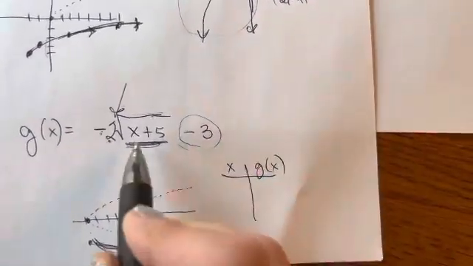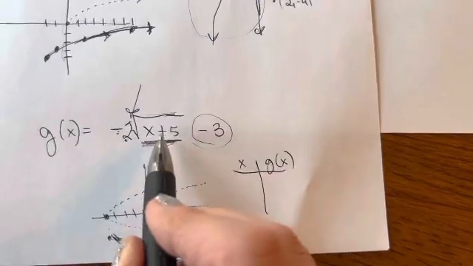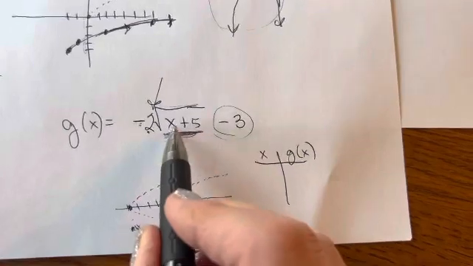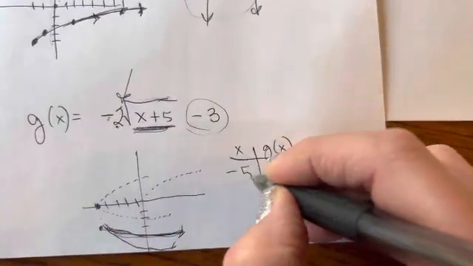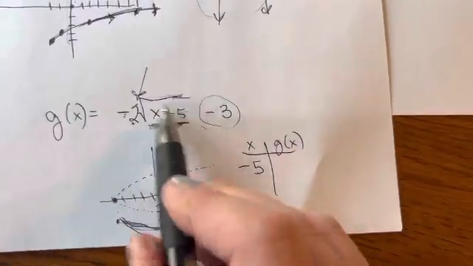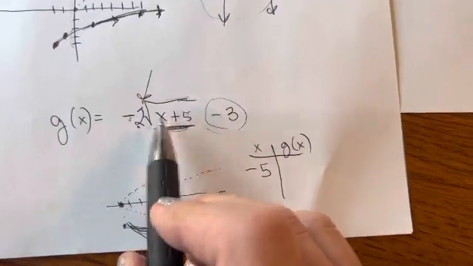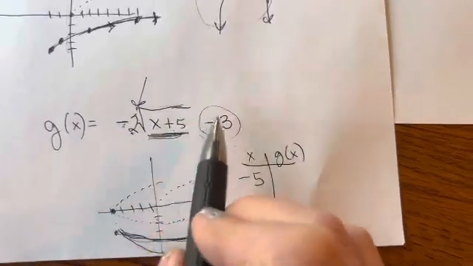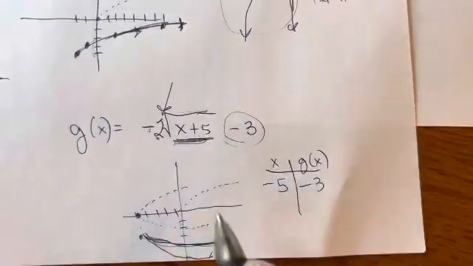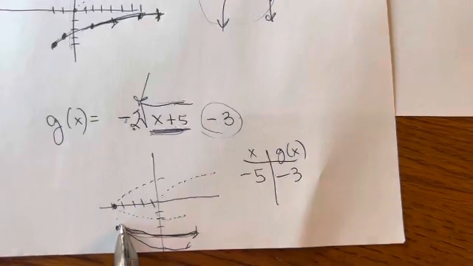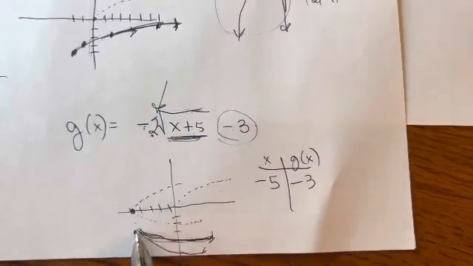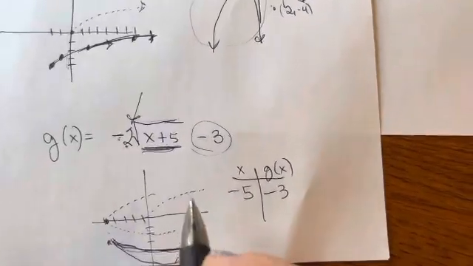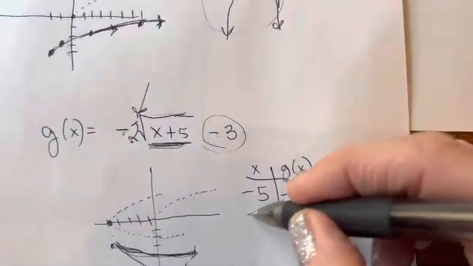I'll tell you what I plug in first here: I plug in what makes it 0. You can plug in anything you want as long as you don't end up with a negative under here. So I'm going to plug in a -5. I chose that because I can see -5 plus 5 is 0. Square root of 0 is 0. -2 times 0 is still 0. 0 minus 3 is -3. And you can see I have that point right there. There's the point, 1, 2, 3, 4, 5, -3. See him?